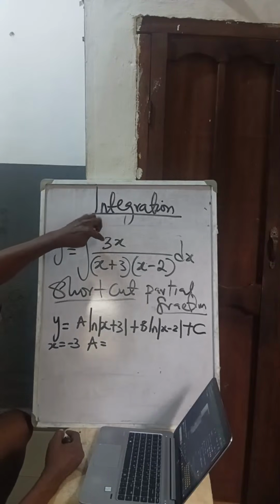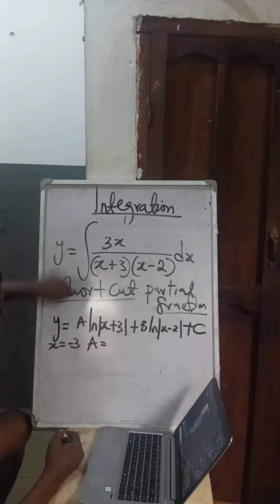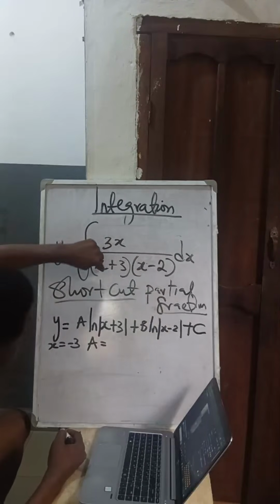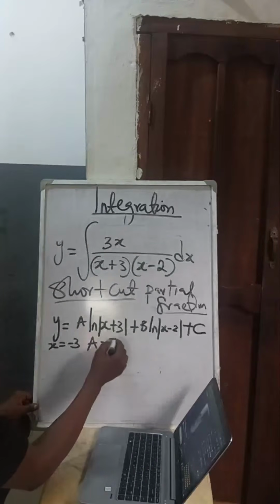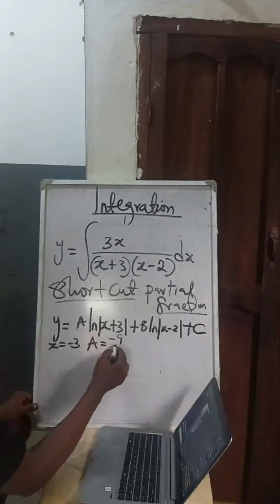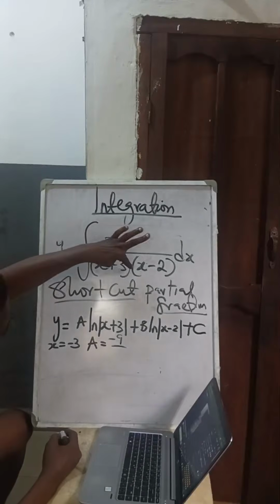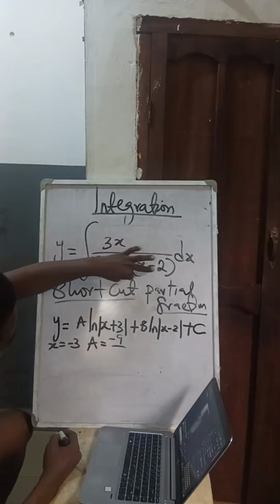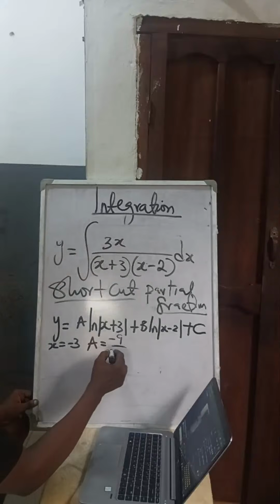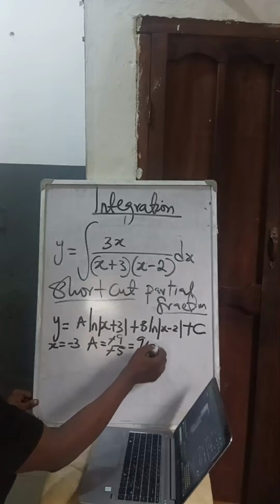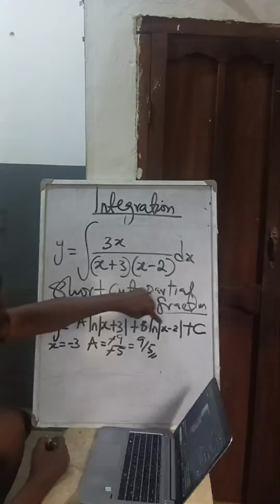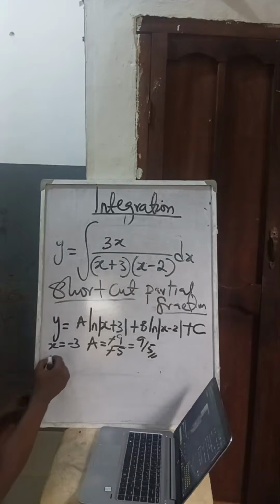Then come over here. Put x equal to minus 3 in all of this except x plus 3. So 3 times minus 3 is minus 9, over minus 3 minus 2, which will give us minus 5. This cancels this. We have 9 over 5. Correct.